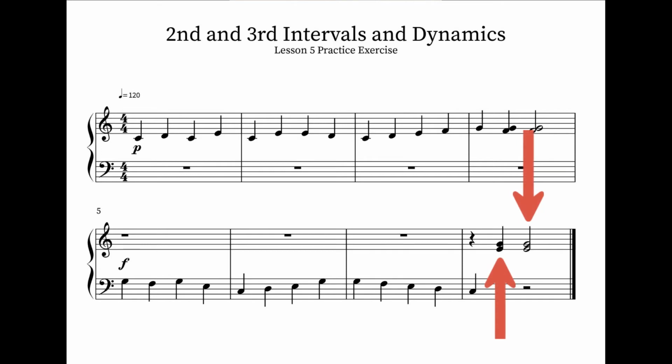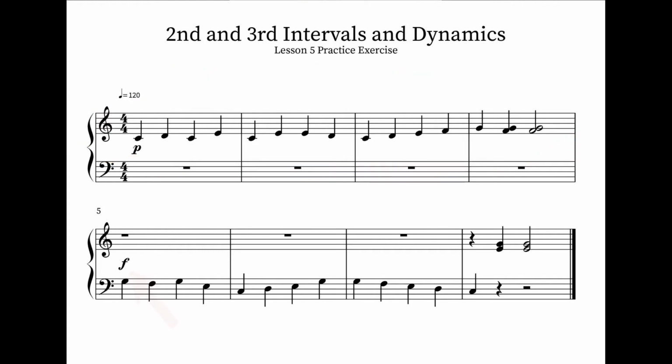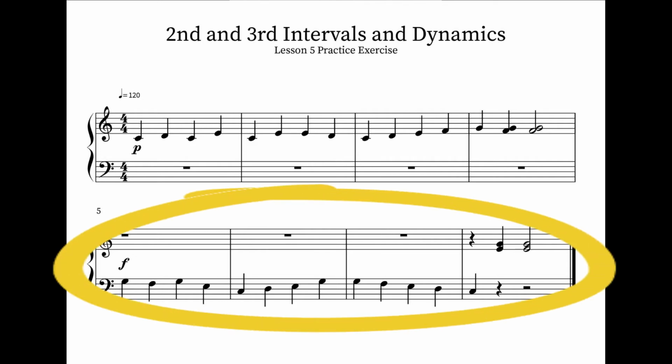Also, notice the dynamics in this piece. That whole first line is indicated with a P marked right here on the first measure. P stands for piano, and so therefore it means that the whole first line is played soft. The second line is marked with an F, seen right here in this measure. It stands for forte, and that means that whole second line is played loud.